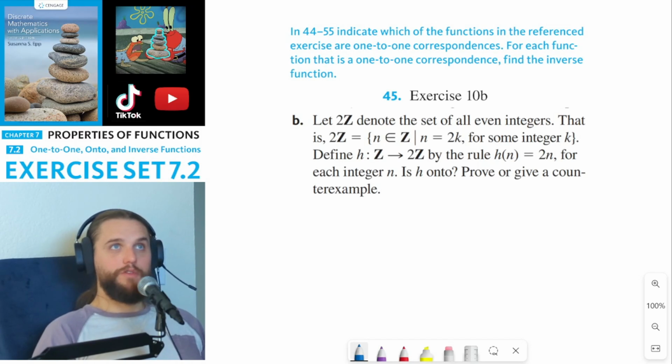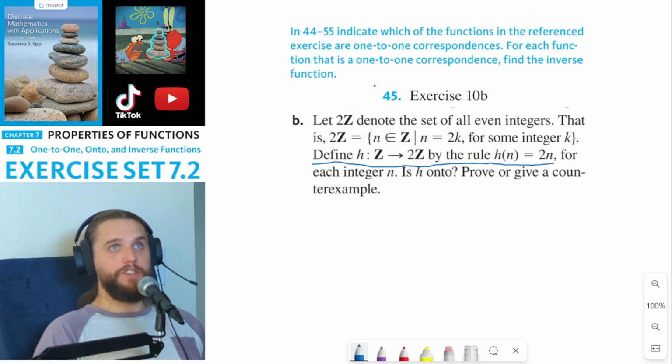In 44 through 55, indicate which of the functions in the referenced exercise are one-to-one correspondences. For each function that is a one-to-one correspondence, find the inverse function. 45 is exercise 10b, and here I have exercise 10b. The function rule here is defined on this line. Define h from Z to 2Z by the rule h of n equals 2n for each integer n.